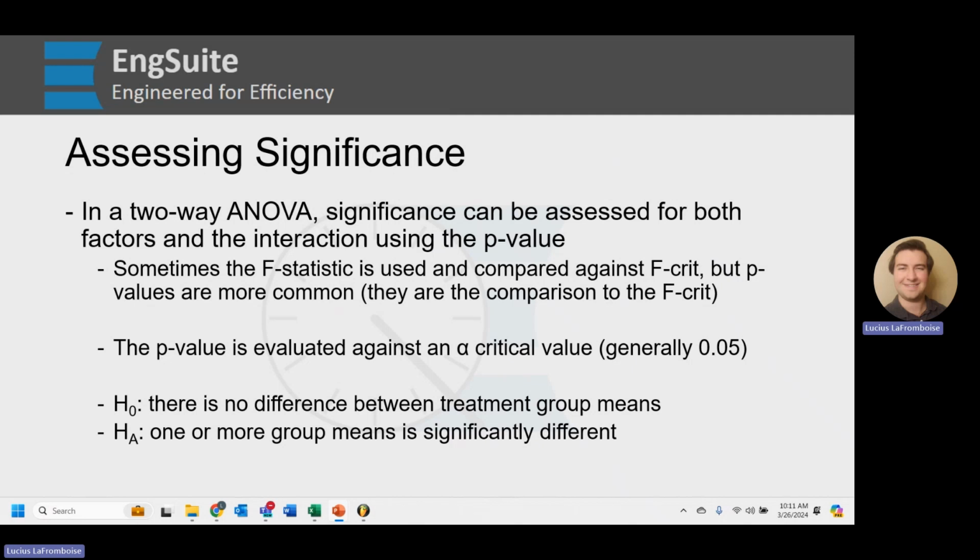Just like with our one-way ANOVA, the null hypothesis here is that there is no difference between the treatments, the levels, and the alternative hypothesis is that one or more of these levels is significantly different. So null hypothesis, different levels of the factor have no effect. Alternative hypothesis, there is an effect with at least one.